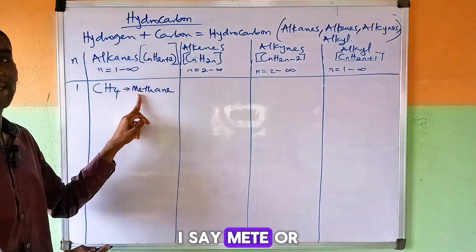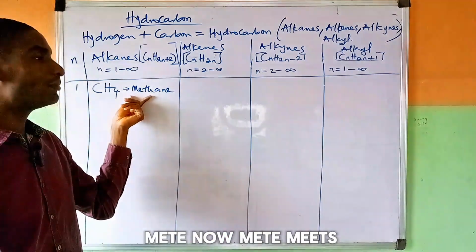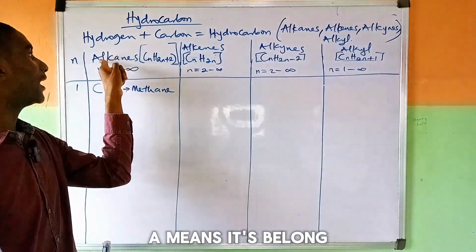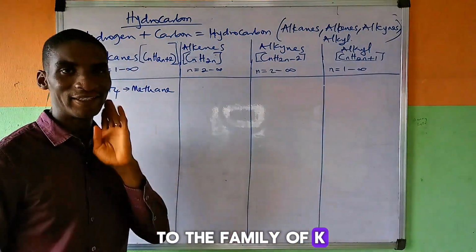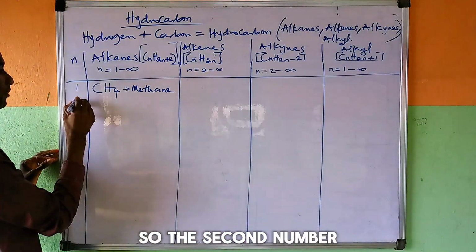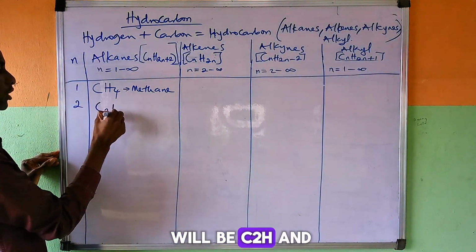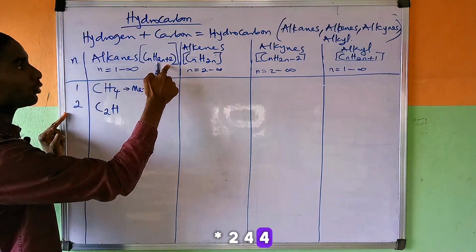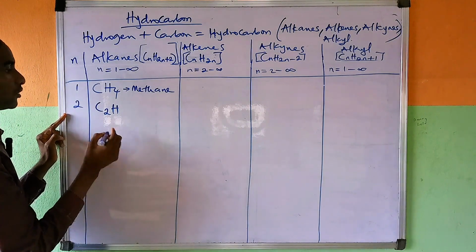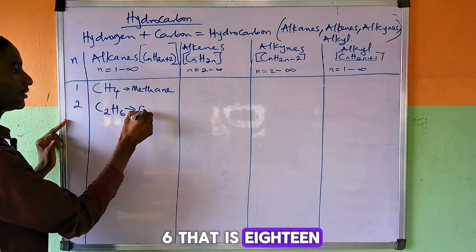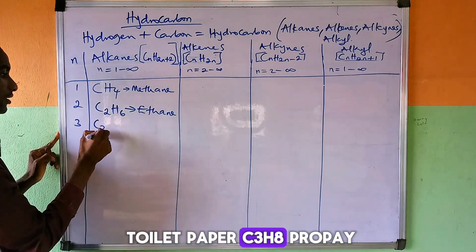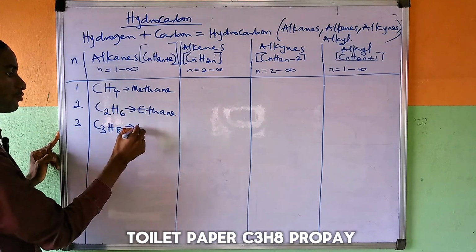Can you see methane? Now, meth means 1 carbon. Ane means it belongs to the alkane family. The second member will be C2H, n is now 2, 2 times 2, 4, 4 plus 2, 6. C2H6. That is ethane. And then you have the third member, C3H8.